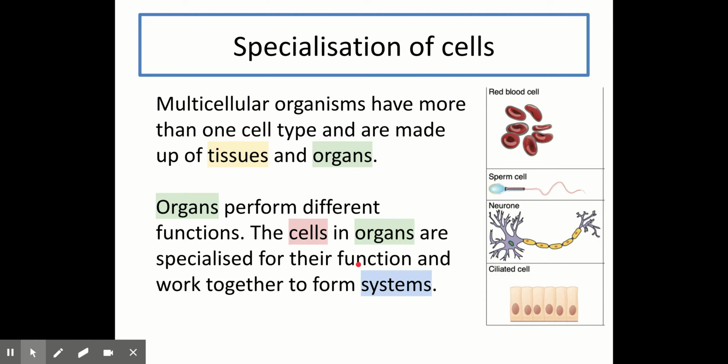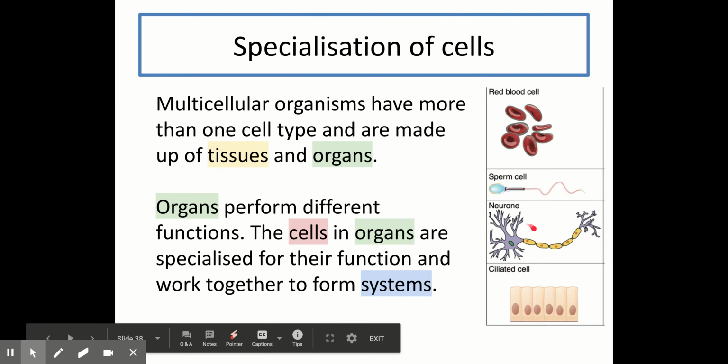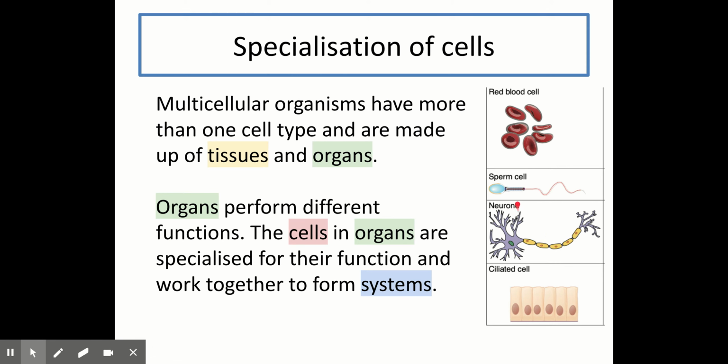You can see some examples of the different cell types on the right-hand side. So red blood cells, sperm cells, neurons, and these ciliated cells that line the throat all look really different and are specialised to carry out different functions in the organs they're found in.